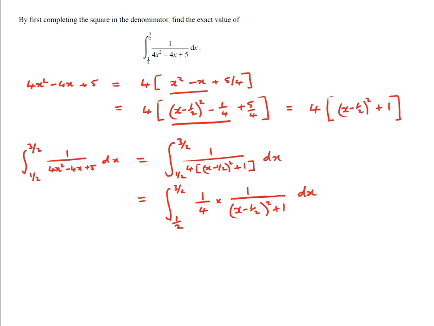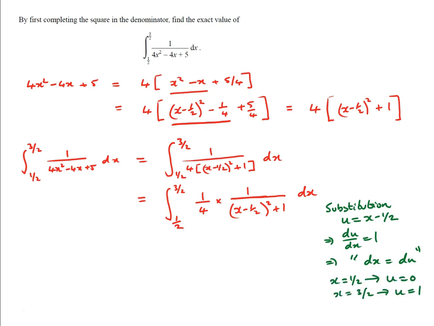Now, making a simple substitution of u equals x minus a half means that we've got du by dx is equal to 1. So dx is the same thing as du. And what's more, when x is a half, u is 0. And when x is 1.5, u is 1. So the substitution gives us the integral between 0 and 1 of a quarter times by 1 over u squared plus 1 to be integrated with respect to u.